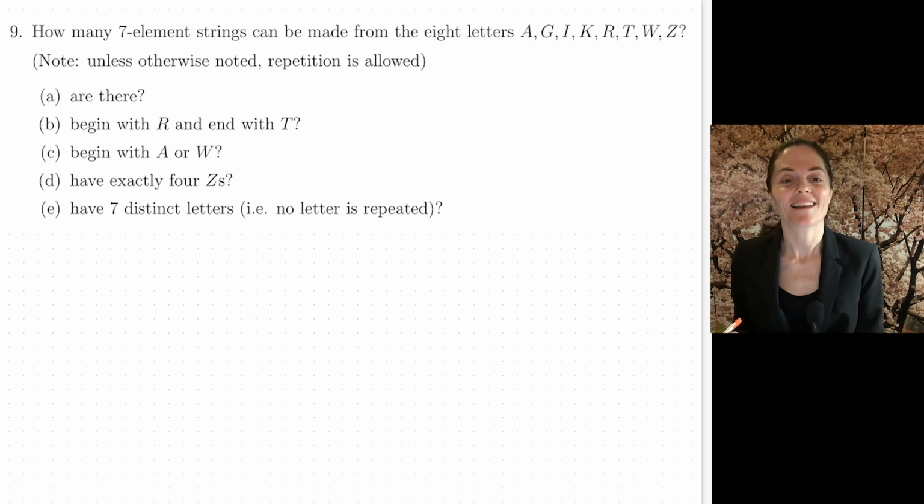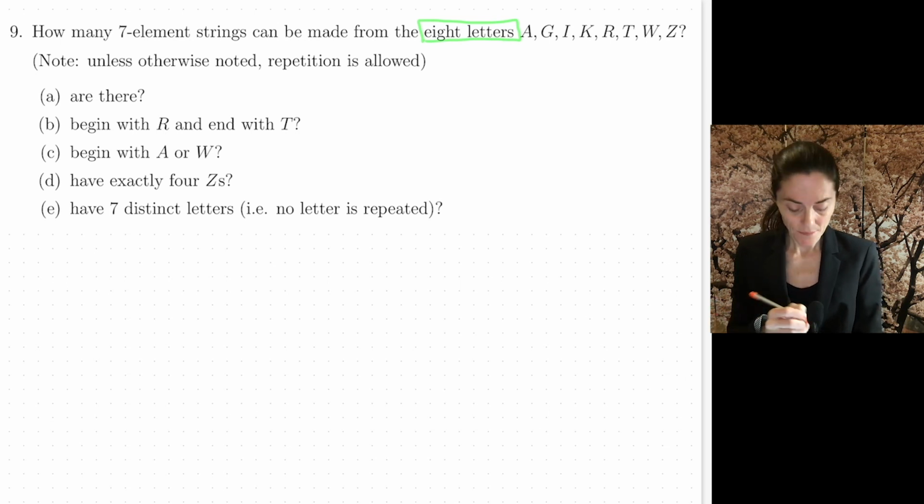Now for number 9. We are counting. This is fun. We start off here. We have 8 letters. And we're interested in making 7-element strings using these 8 letters. Well, these are lists of length 7.